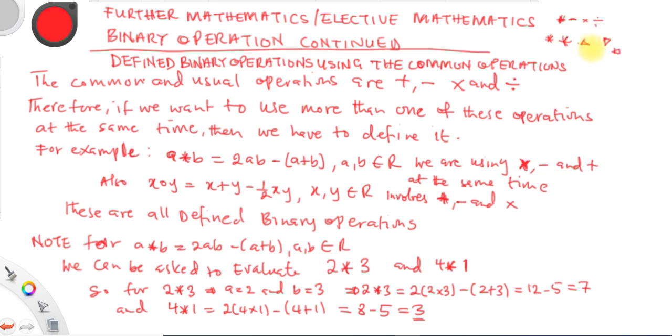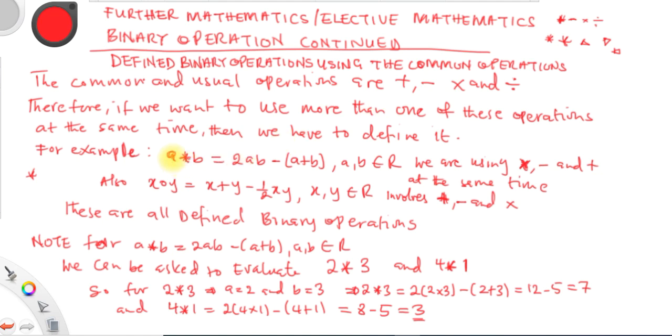So we can define this special operation in terms of the usual operations we do. We are saying that the common and usual operations are addition, subtraction, multiplication, or division. Therefore, if you want to use more than one of these operations at the same time, then we have to define it. So for example, the operation you want to define is star, and we want to use more than one of these usual operations at the same time.